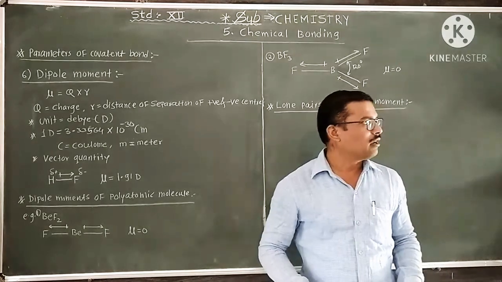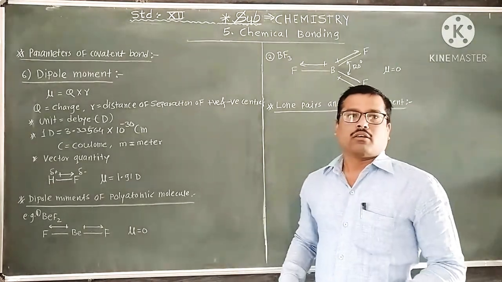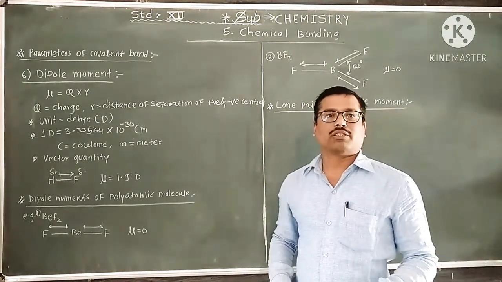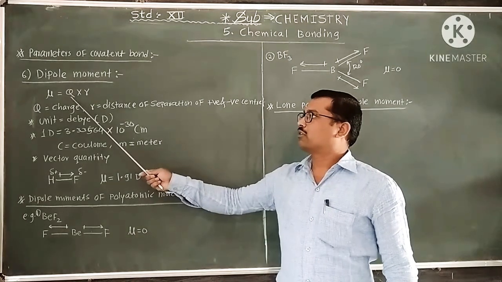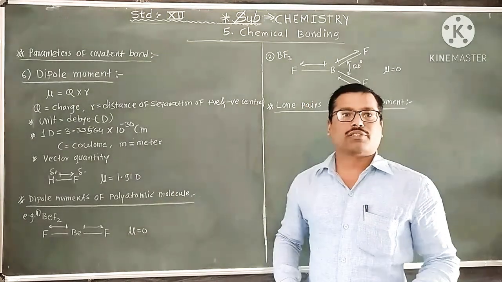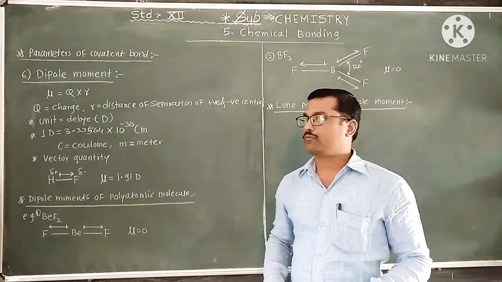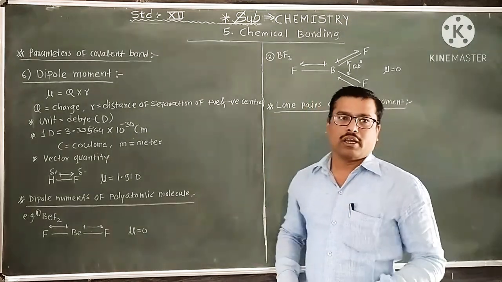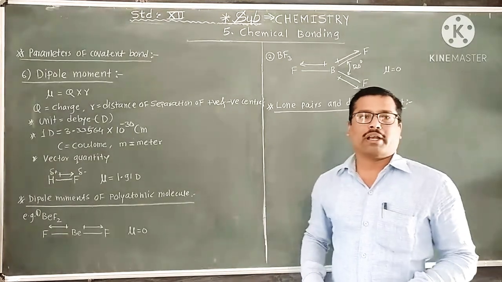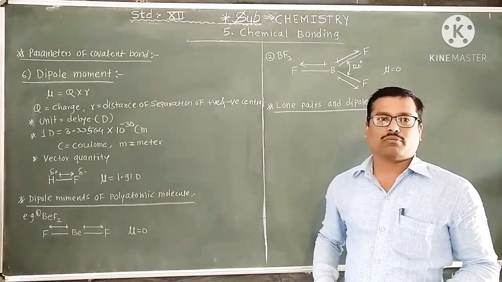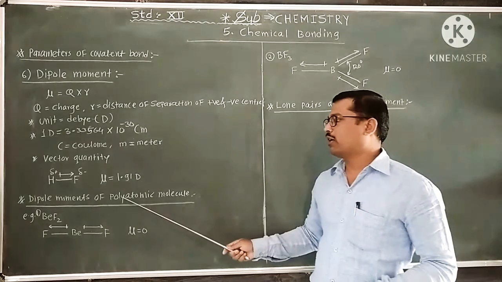Definition of the dipole moment: it is the product of the magnitude of the charge and the distance between the centers of positive and negative charges. This is a dipole moment. Next point is the dipole moment of a polyatomic molecule.